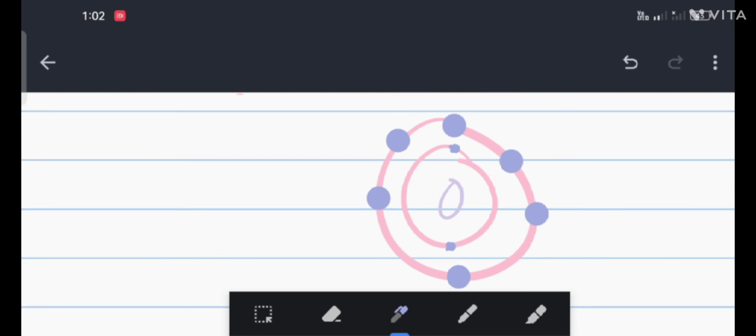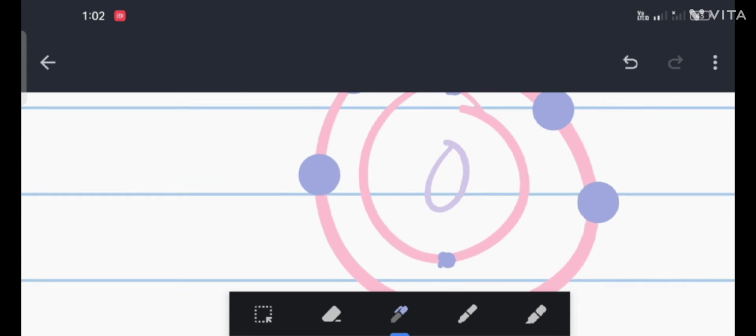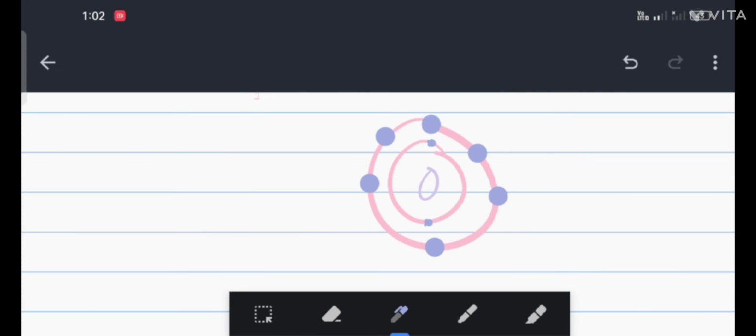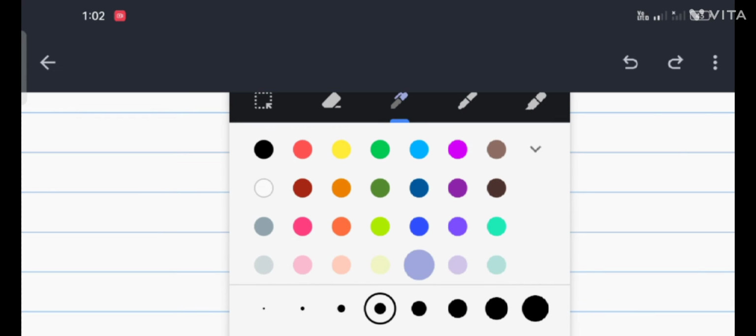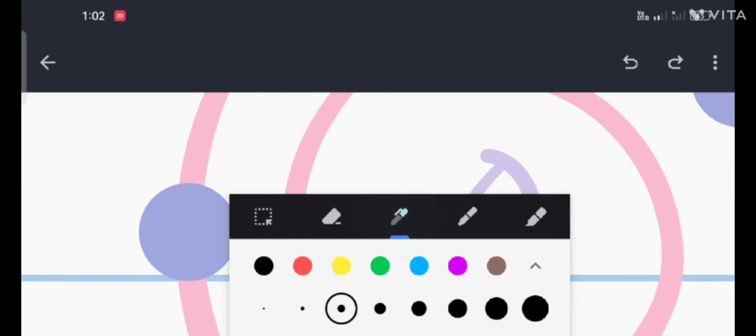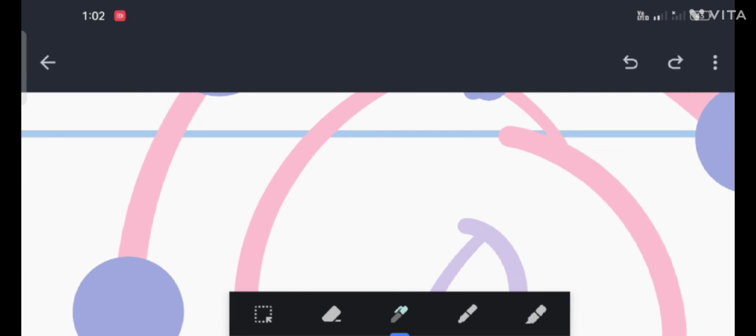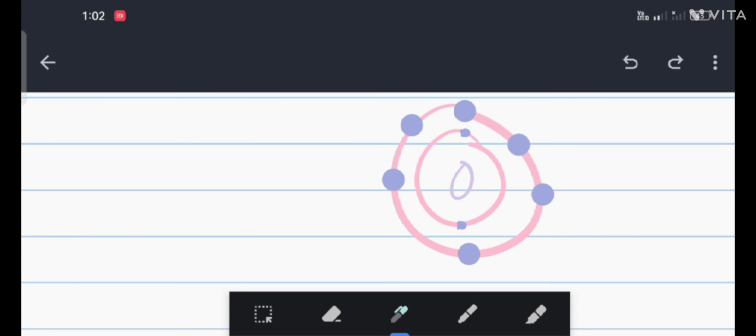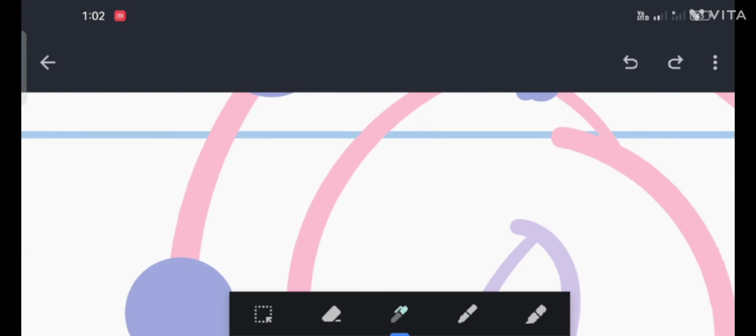Okay, now we know that the number of protons, which are present in the nucleus, is equal to the number of electrons. So let's draw the protons here. How many electrons are in oxygen? Let's count: 1, 2, 3, 4, 5, 6, 7, 8. 8. So let's draw 8 protons in the nucleus.